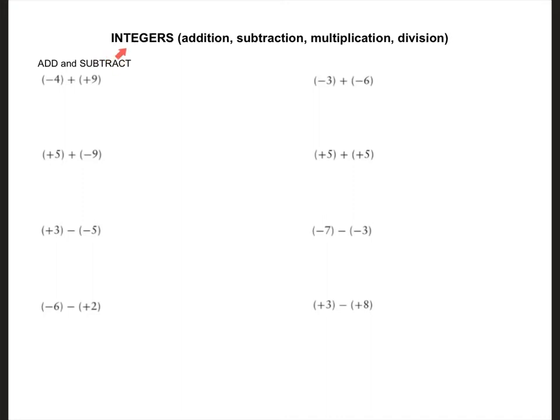Okay, let's talk about integers, okay? In grade 7, you did adding and subtracting. Grade 8, we did multiplying and dividing. So we're going to start with adding and subtracting.